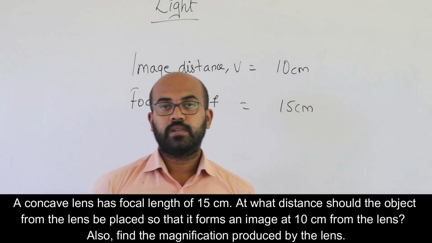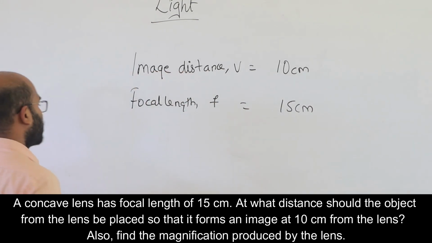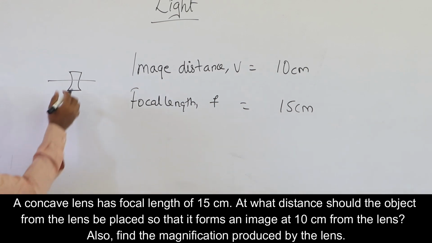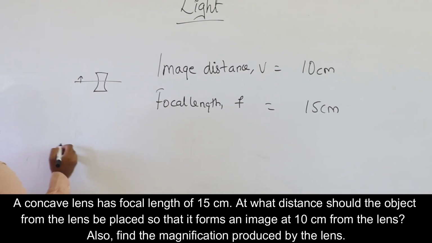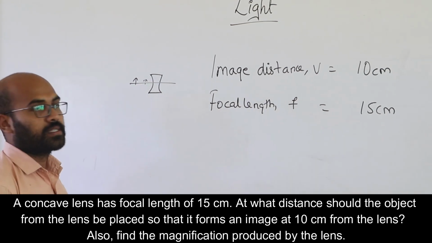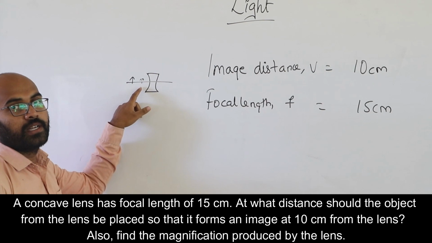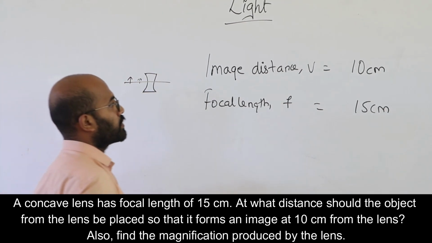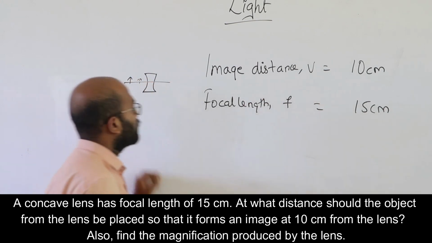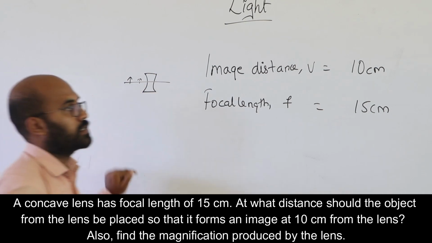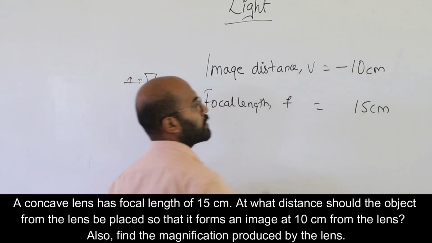In a concave lens, if you don't know whether it is plus or minus, take a rough diagram. In a concave lens, the object is placed on the negative x-axis. The image will also form on the negative x-axis. So focal length is negative, radius of curvature is negative, and the heights of the object and image are positive. The image distance is negative because it's lying on the negative x-axis.